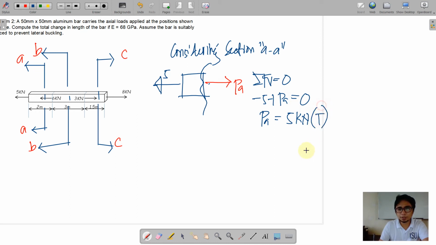Therefore, let us simply indicate that we have a tensile orientation on that. Why do we need to indicate that one? Because having a tensile load corresponds to a stretch or elongation, and then having a compressive type of force, we have a shortening of the bar, and that is indicated through a negative sign, okay, or a reduction or shortening of the length. Okay, so next we proceed to section BB.